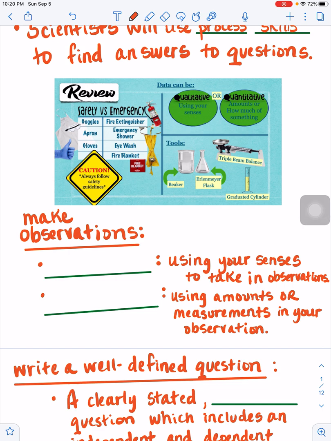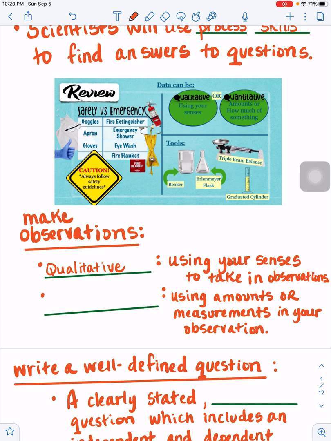All right, making observations, just to have these all in one place. The first one is using your senses to take in observations, which would be your qualitative. And I'm going to spell it, but it's also up here in this infographic too. Qualitative. So those are the qualities that you take in using your five senses to make observations.